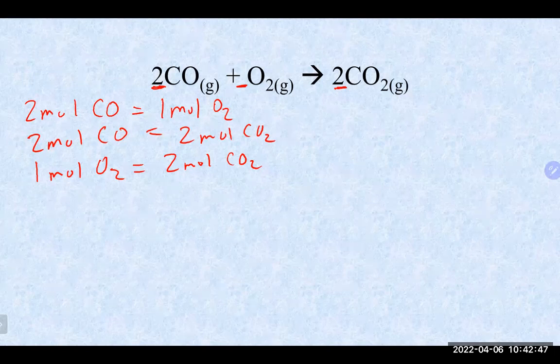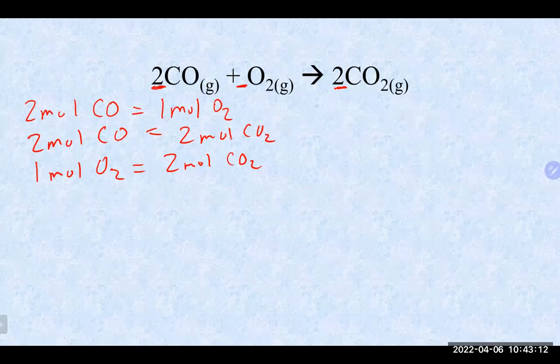Kind of like when you bake cookies, right? You need so much flour, so many chocolate chips, all that stuff to get a dozen cookies out. Same idea here. You toss a couple moles of CO with 1 mole of O2, and you get some CO2 out. Now, because these are technically equalities, just like any other type of conversion equality, we could write 2 conversion factors for each of these.